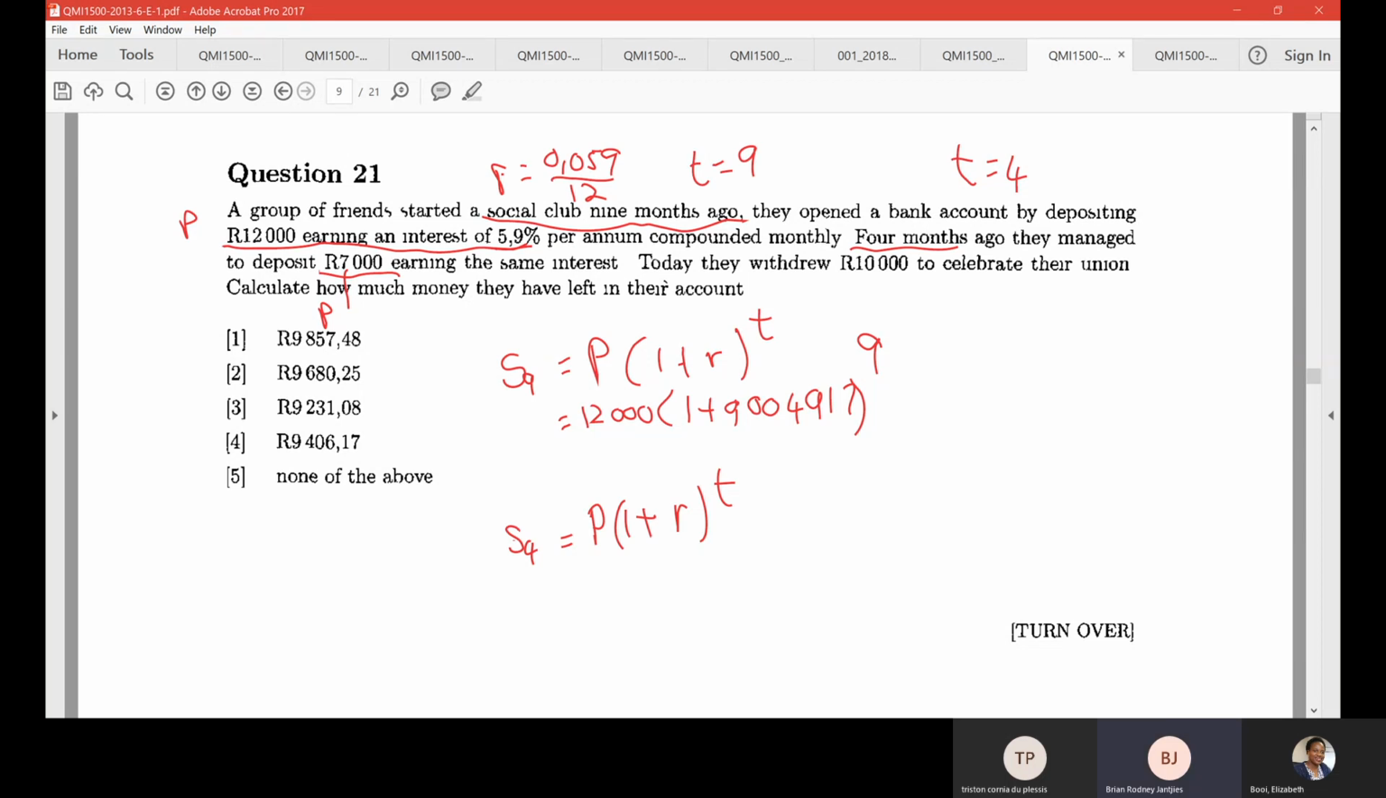So I have 12,541 rand 56 for 9 months. Okay, then you must do the 4 months, which is 7,000. 1 plus 0.0049166 and some number. You must use all of them to the power 4. And what do you get?